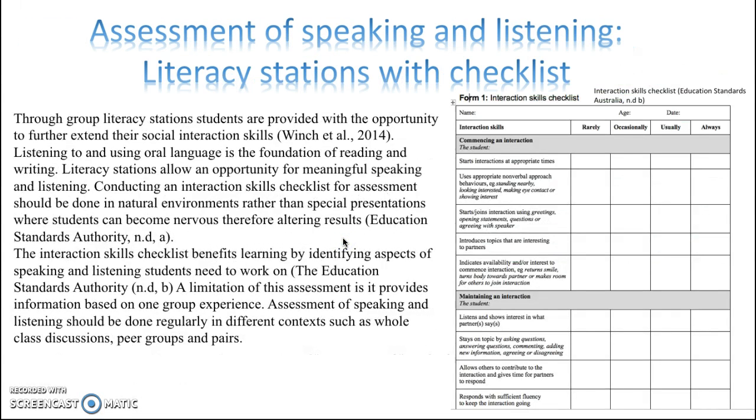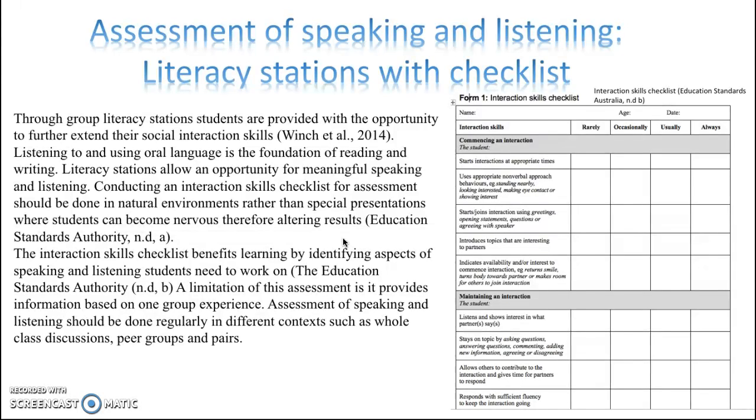Through group literacy stations, students are provided with the opportunity to further extend their social interaction skills. Listening to and using oral language is the foundation of reading and writing. Literacy stations allow an opportunity for meaningful speaking and listening. Conducting an interaction skills checklist for assessment should be done in a natural environment rather than special presentations where students can become nervous, therefore altering results.